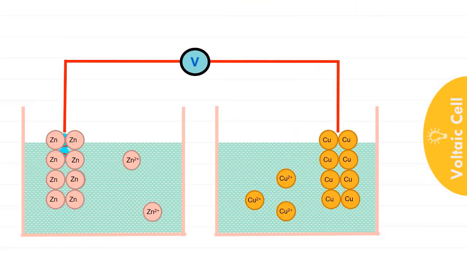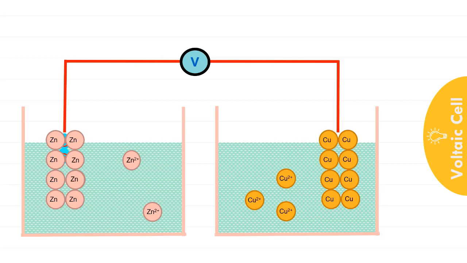Now, let's try to understand what is causing electrons to move through this wire and create electricity. Here is the magnification of the different parts of the voltaic cell. As you can see here, zinc solid comes from the electrode on the left side, while Zn2+ aqueous comes from the solution on the left-hand side. The same goes for the next beaker, where we have copper solid and Cu2+ aqueous.